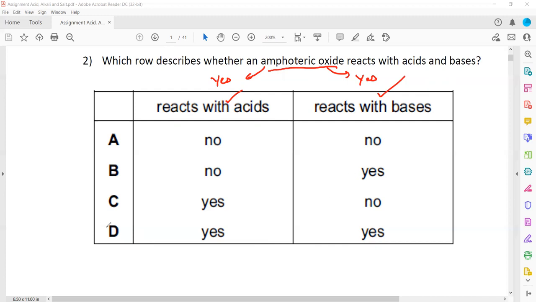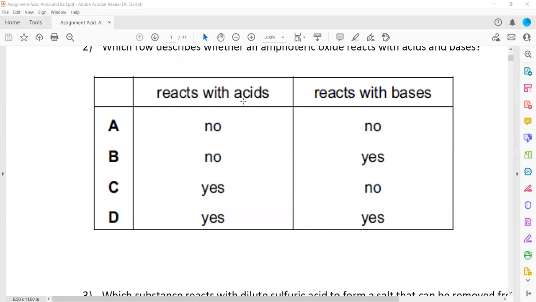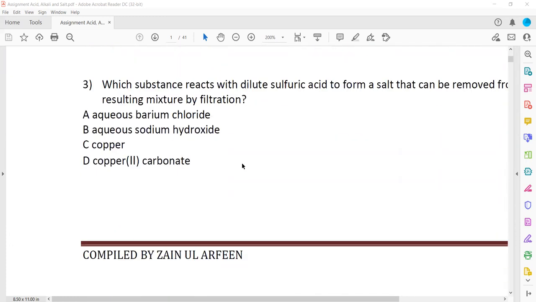So what is the right option? D is the right option, because we have four types of oxides: acidic oxide, basic oxide, amphoteric oxide, and neutral oxide. Oxide means a compound which contains oxygen. So acidic oxide can react with base. Basic oxide can react with acid. Amphoteric oxide can react with both. And neutral oxide, they don't have any reaction.